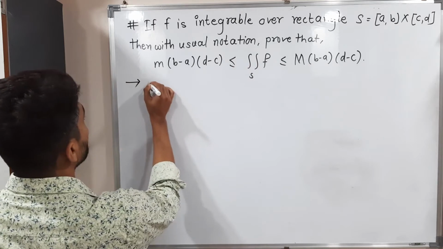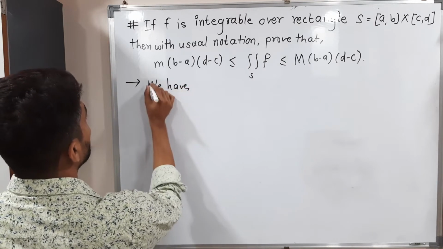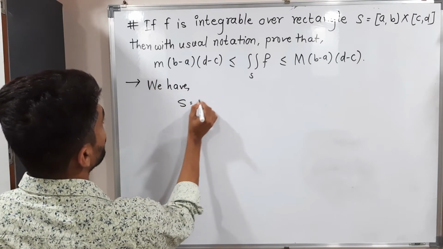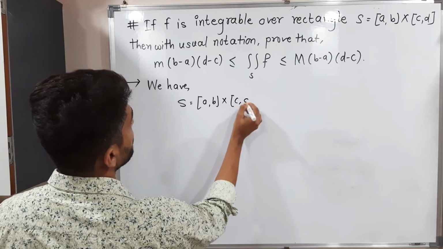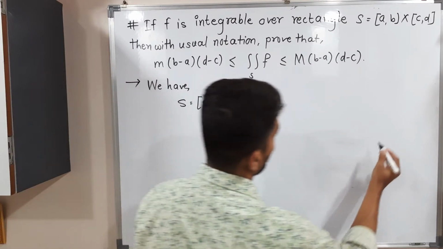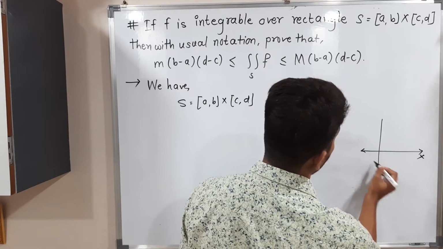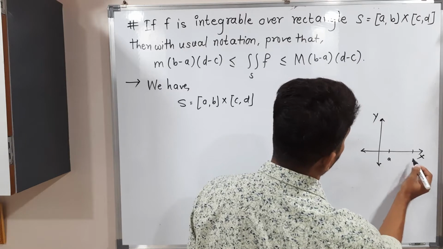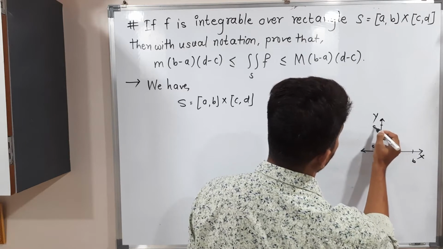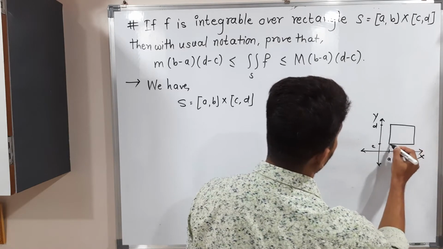What is our S? S is a rectangle, S is equal to [a,b] cross [c,d]. So we have a rectangle here. I will draw a small diagram. This is the x-axis, this one is the y-axis. Here we have AB, and here we have CD. So this is the given rectangle.